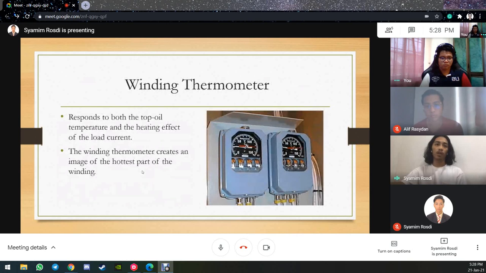So the next one is the winding thermometer. The winding thermometer responds to both the top oil temperature and the heating effect of the load current. The winding thermometer creates an image of the hottest part of the winding.